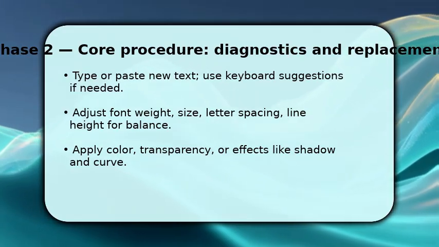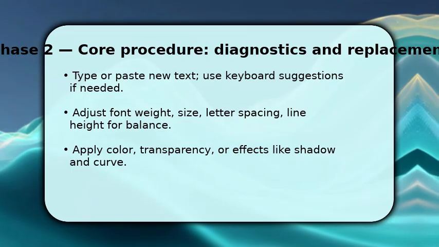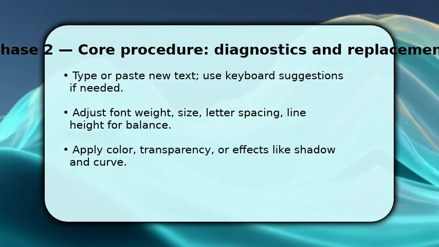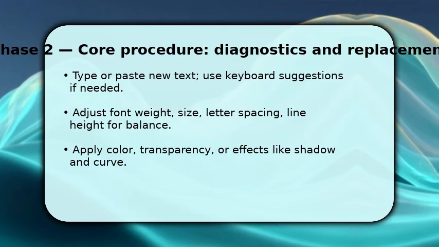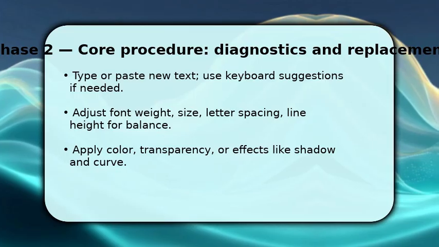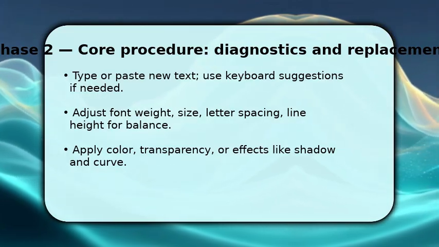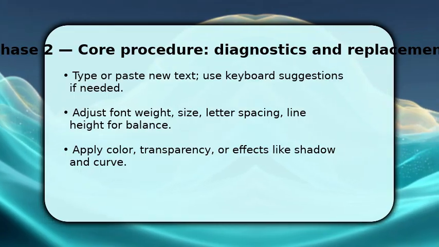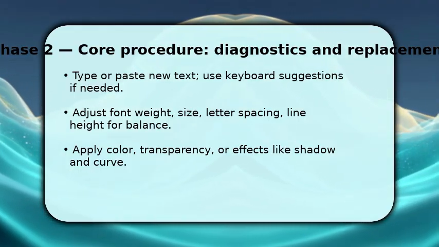After that, tweak font weight and size so the hierarchy reads correctly. Increase letter spacing or line height if lines feel cramped. Once the layout is stable, apply color and transparency to match your palette, then test effects such as shadow or curve to improve legibility. Make sure to preview at 100% to finish by exporting with the right settings.